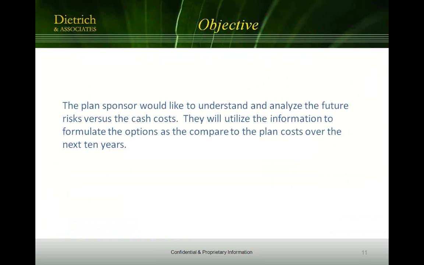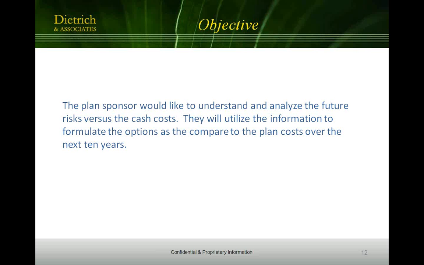As I explained, they want to look at the cost of removing some of the risk today versus the cost of managing the risks over the next 10 years. And with the help of all their advisors, compare those costs to formulate what options are available to them.